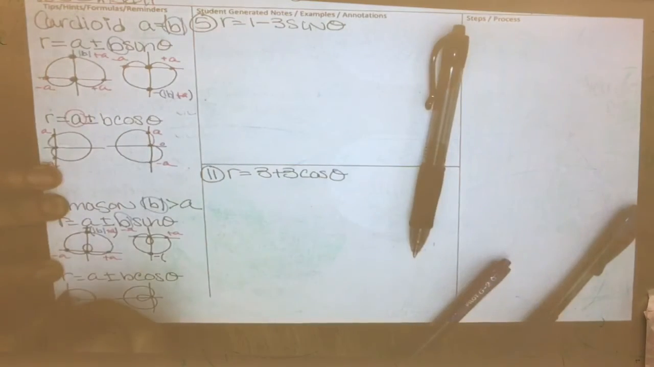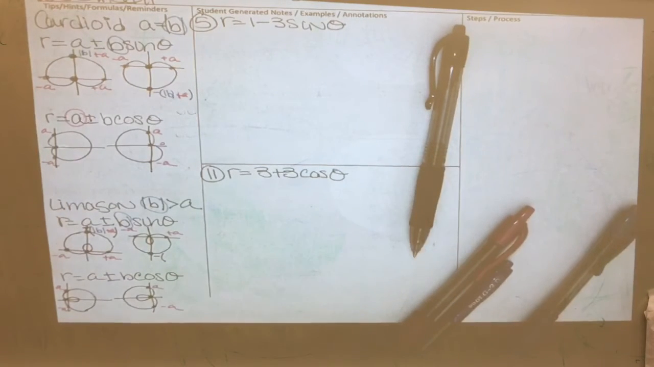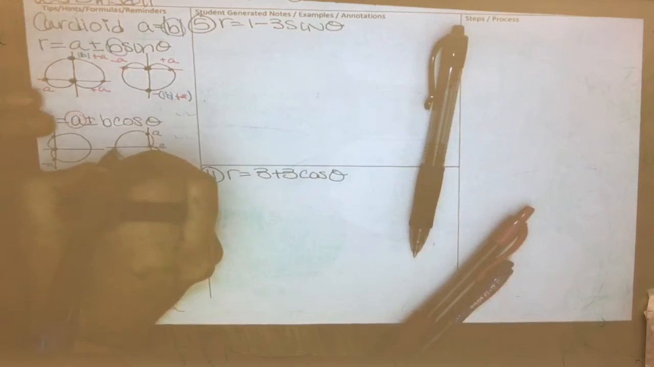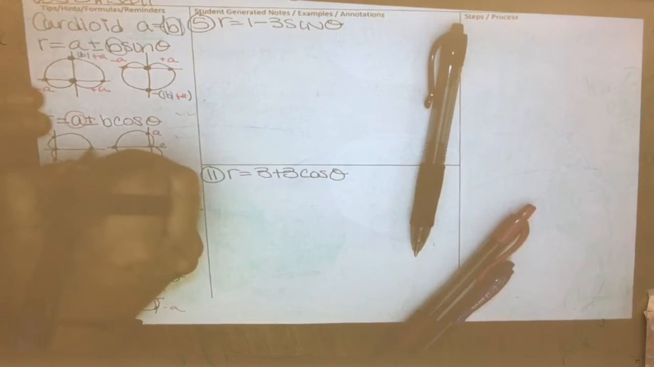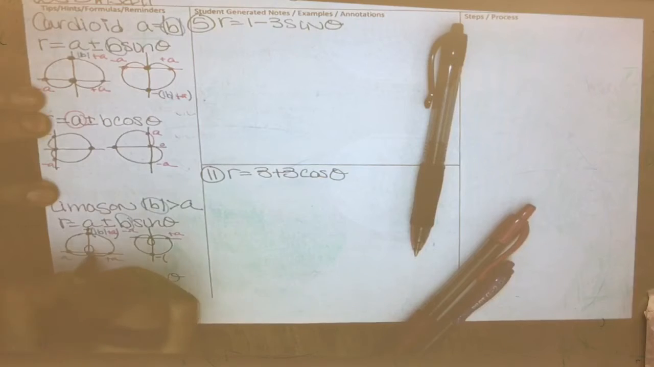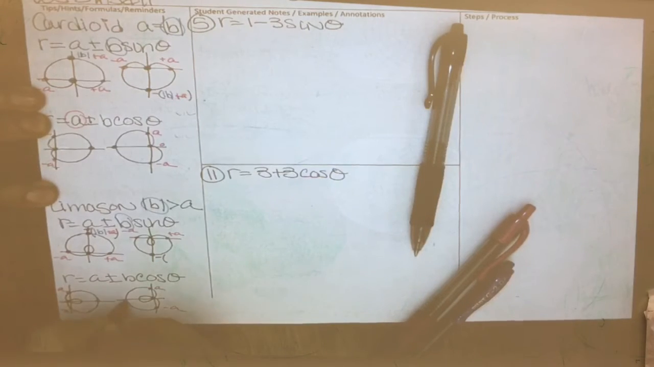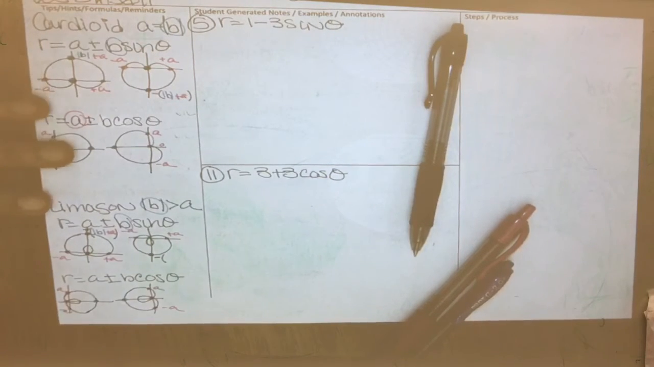Okay, a, negative a, 0. A, 0, negative a. Okay? So, same thing for these. You're going to add. Okay, same thing. And then I'll talk about the inner loop when we get to that example.